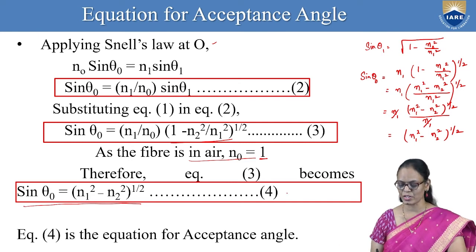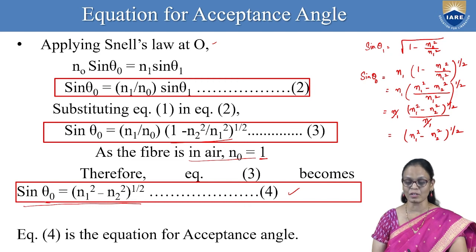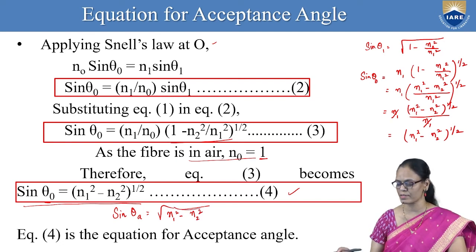So this equation is the equation for acceptance angle. This theta naught, we are calling it the acceptance angle, and in some places or some books, we also denote it by theta A. You can also write it as sine theta A is equal to under root N1 square minus N2 square. You can also represent it like this.